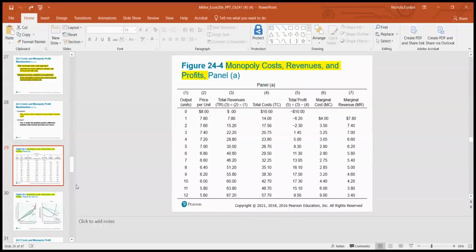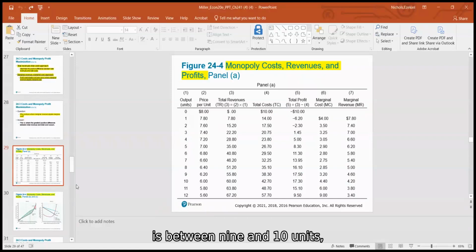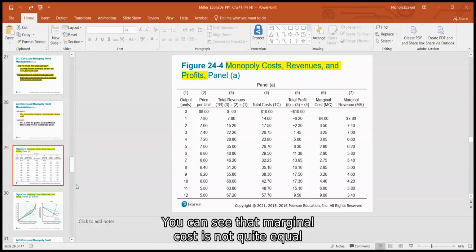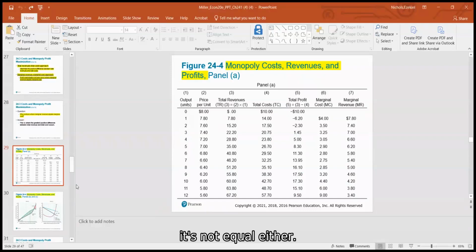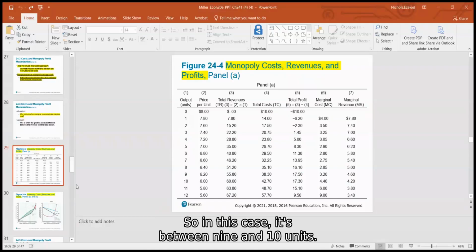And here on this chart, I'll give you a minute to review it. You can see the profit maximizing output combination is between 9 and 10 units. Particularly at 9 units is where we have the maximum profit. You can see that marginal cost is not quite equal to marginal revenue, but going up to 10 units, it's not equal either, and at that point, marginal cost exceeds marginal revenue. So in this case, it's between 9 and 10 units.